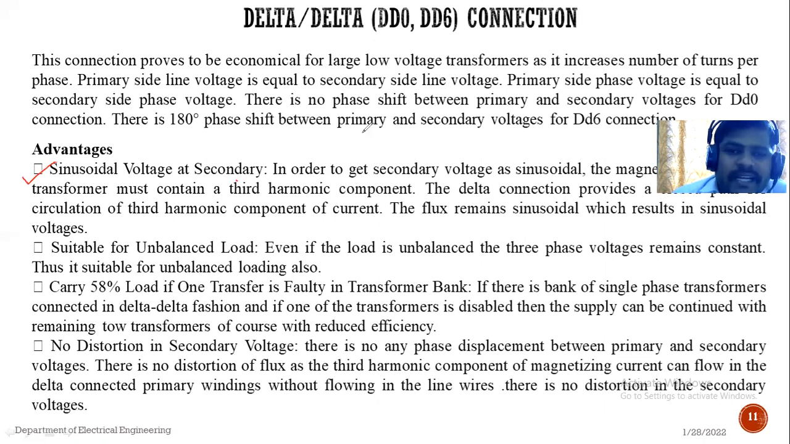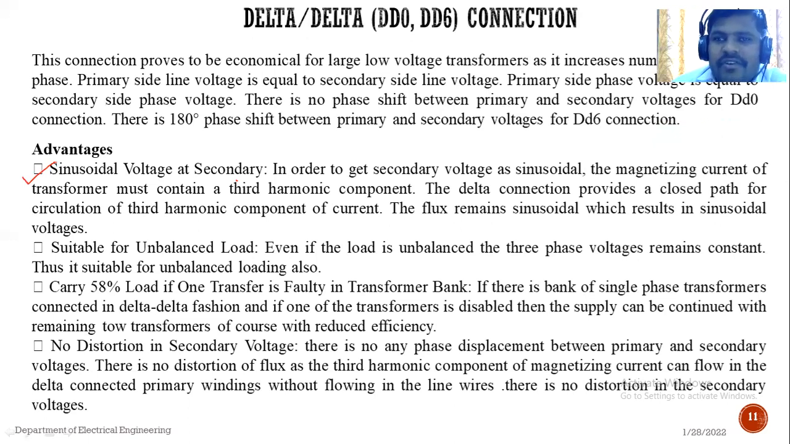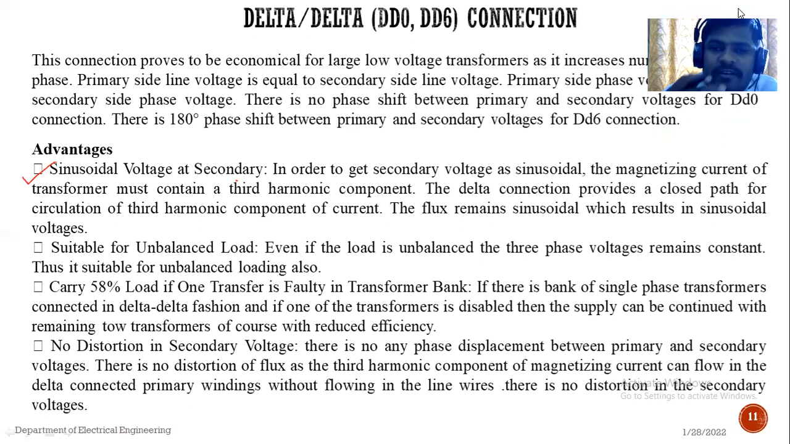So in order to get secondary voltage as a sinusoidal, जर मला secondary side चे voltage sine wave मध्ये पाहिजे असेल, or it may be purely sinusoidal voltage, so I am able to connect delta delta 0 or it may be delta delta 6. That is, the magnetizing current of transformer must contain a third harmonic component. जर त्याच्यामध्ये magnetizing component present असेल, so I think you people know the magnetizing inrush current or it may be magnetizing component.